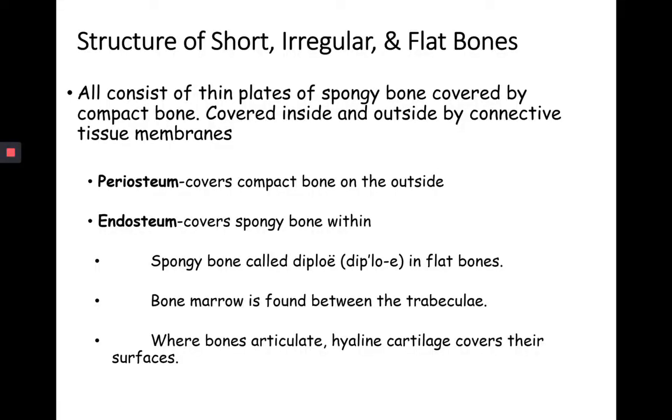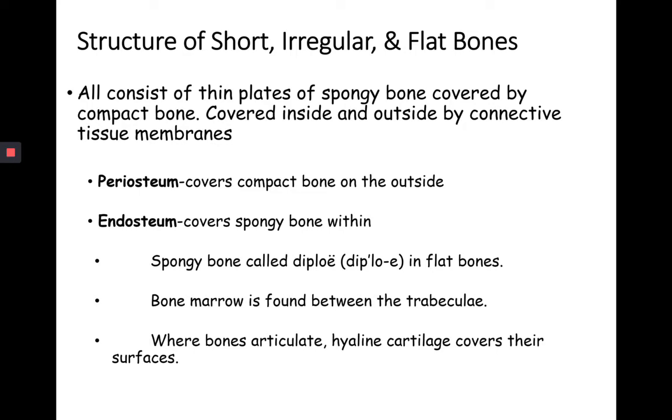When we're talking about bone, whether it's a short, irregular, or flat bone, we're going to be talking about a lot of connective tissues that encompass them. So these types of bones, short, irregular, and flat, consist of thin plates of spongy bone covered by compact bone. That spongy bone in those short, irregular, flat bones tends to be called diploë. Both these types of bones and long bones are covered inside and outside by connective tissue membranes.